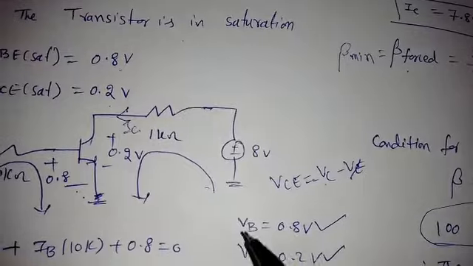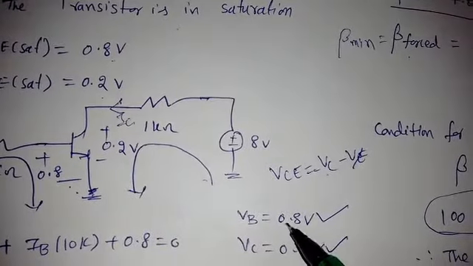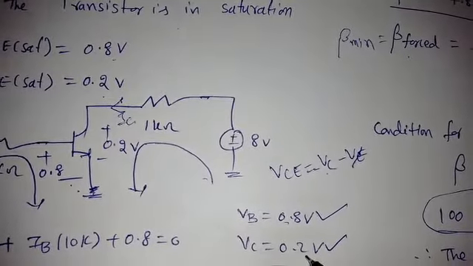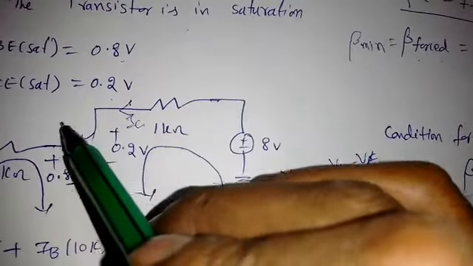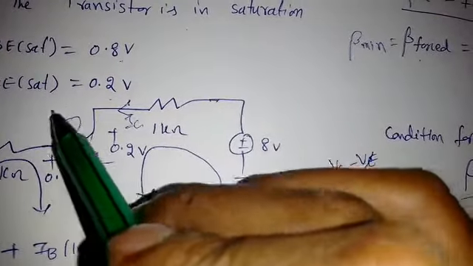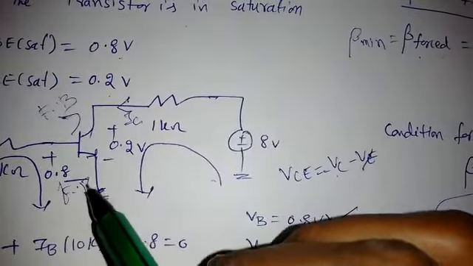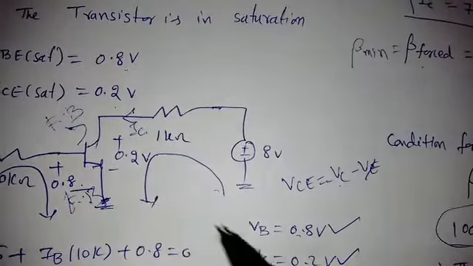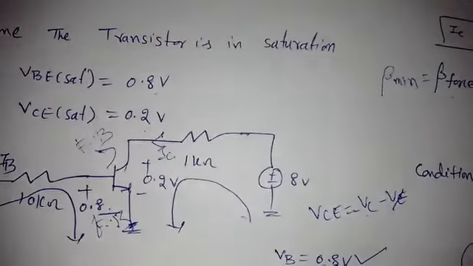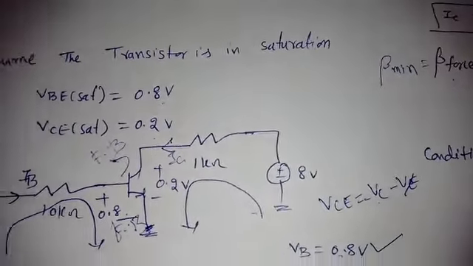Alright. So in this case, we can observe VB we got 0.8, VC we got 0.2. That means VB is greater than VC, that means this is also in forward bias. So this is in forward bias, this is in forward bias. That means the transistor is in saturation region.